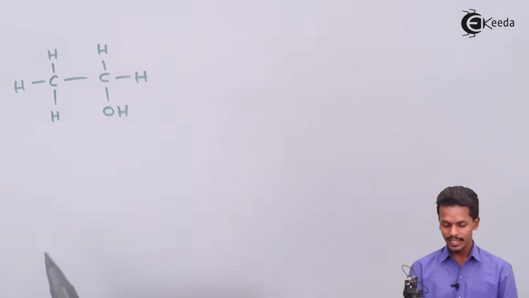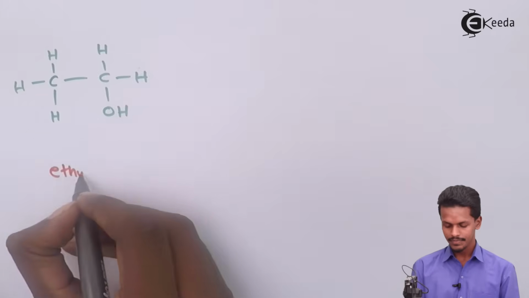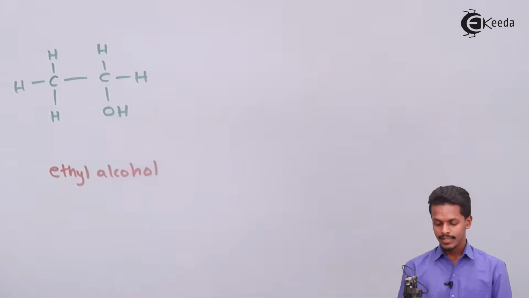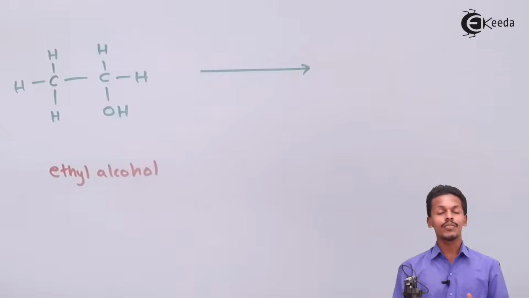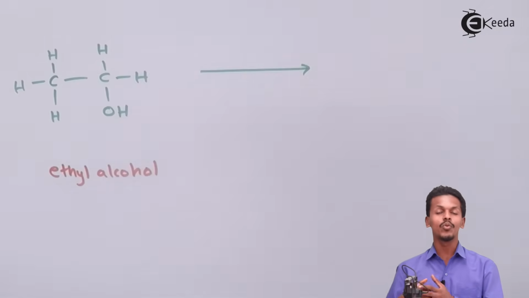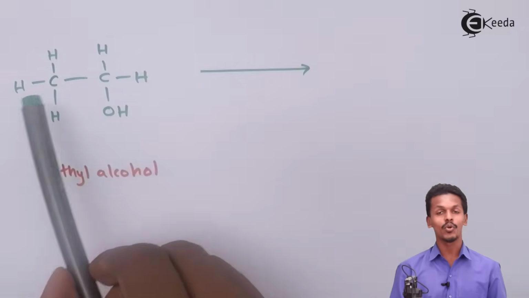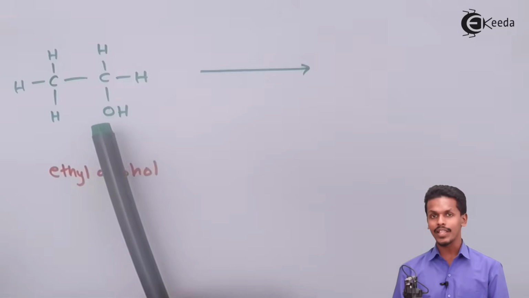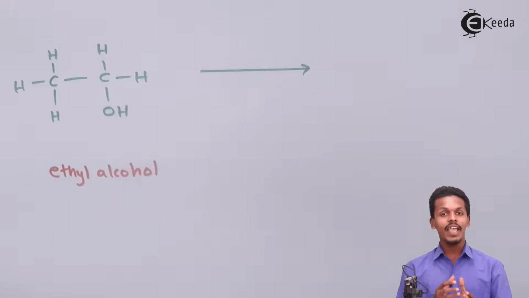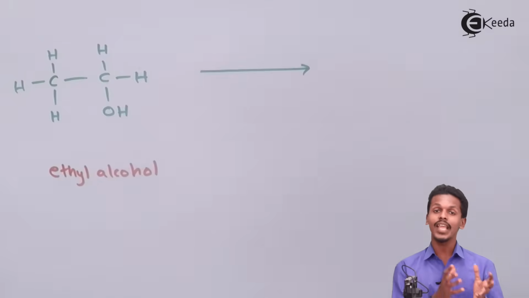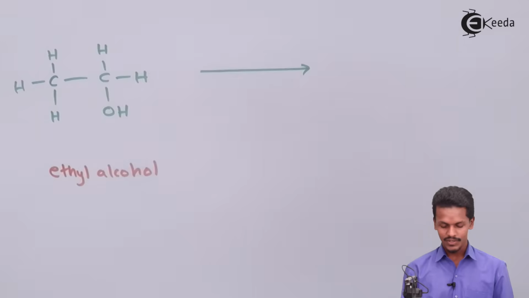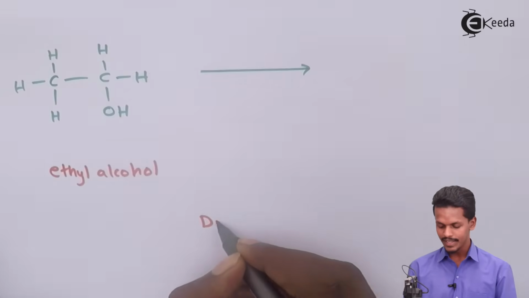So the name of this would be ethyl alcohol. And the only thing that we have to do is beta elimination. That is, we have to remove a small molecule from this molecule. Have you noticed that we have removed OH and H? That is, we have removed a water molecule. Basically, what we have done is a process known as dehydration. So that is what I am going to explain.